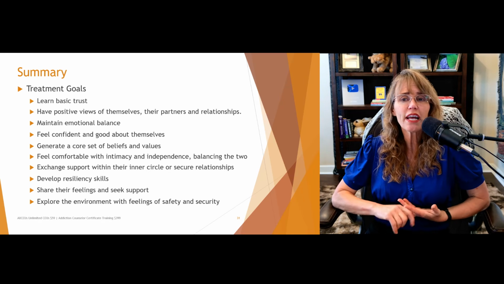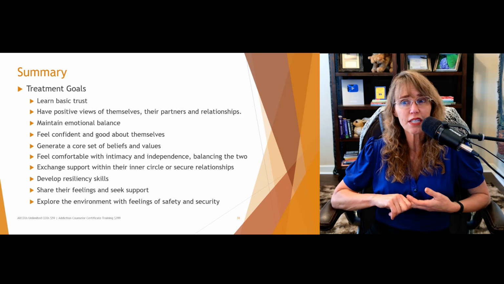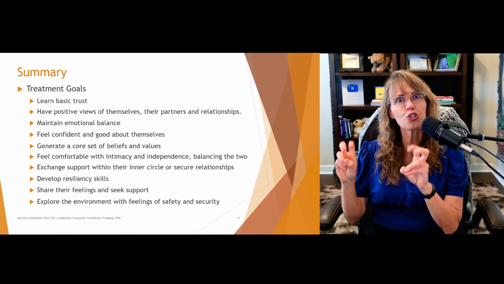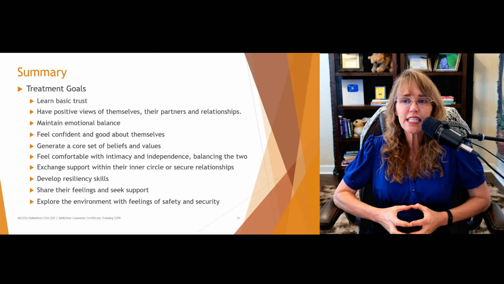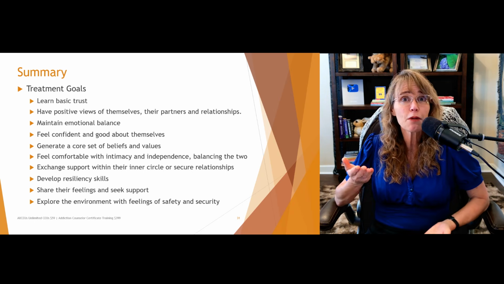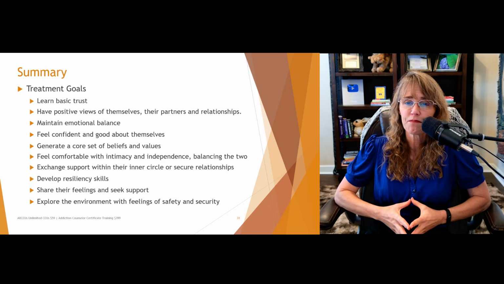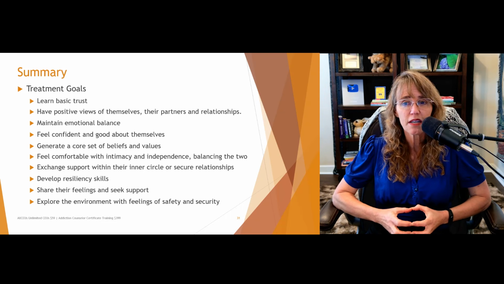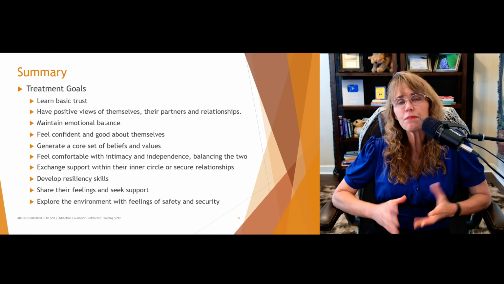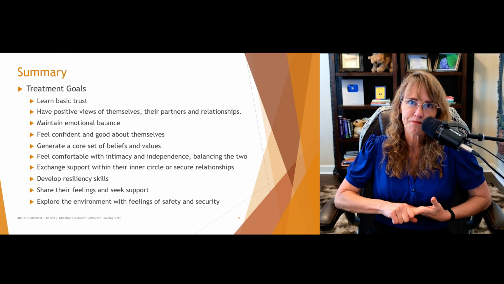We want to help them generate a core set of beliefs and values about themselves, about the world, and about relationships. How, quote, should it be in their estimation? We want to help them feel comfortable with intimacy and independence and the ability to balance the two. I can feel close to you, but I can also let you have your space. We want to help them exchange support with their inner circle or secure relationships, develop resiliency skills, share their feelings, and develop the ability to explore the environment with feelings of safety and security.